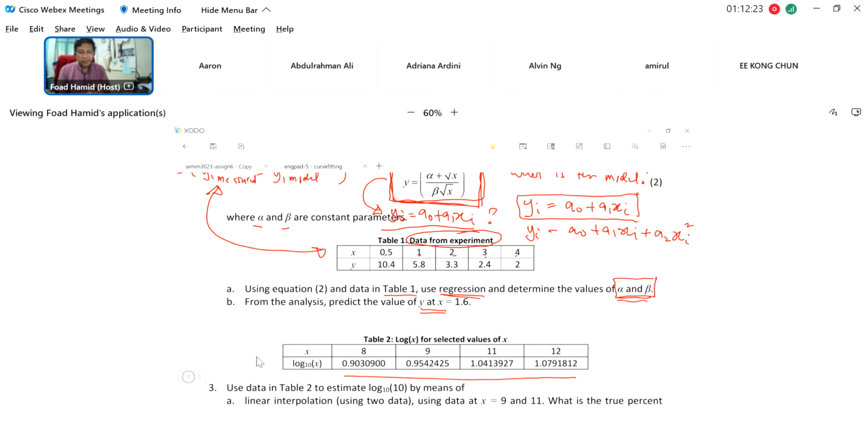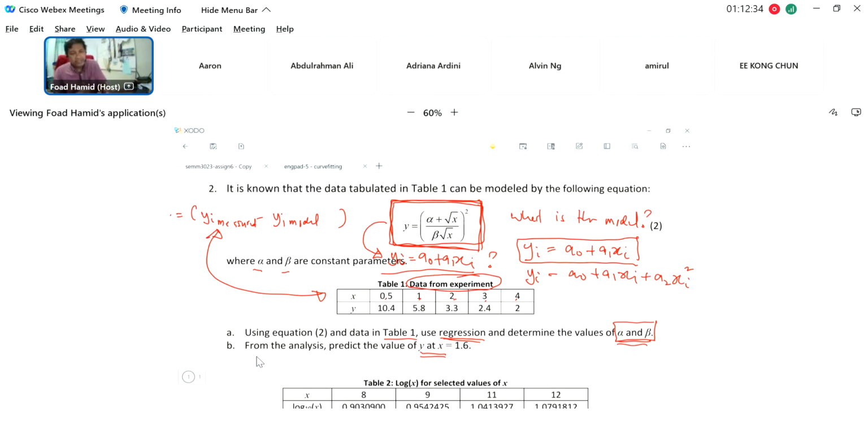Even though we have, in this case, 5 data points, we are only using a linear regression. Why? Because this corresponds to A0 and A1. So this is a linear regression because to find A0 and A1, we can use linear regression, even though there are 5 data points.